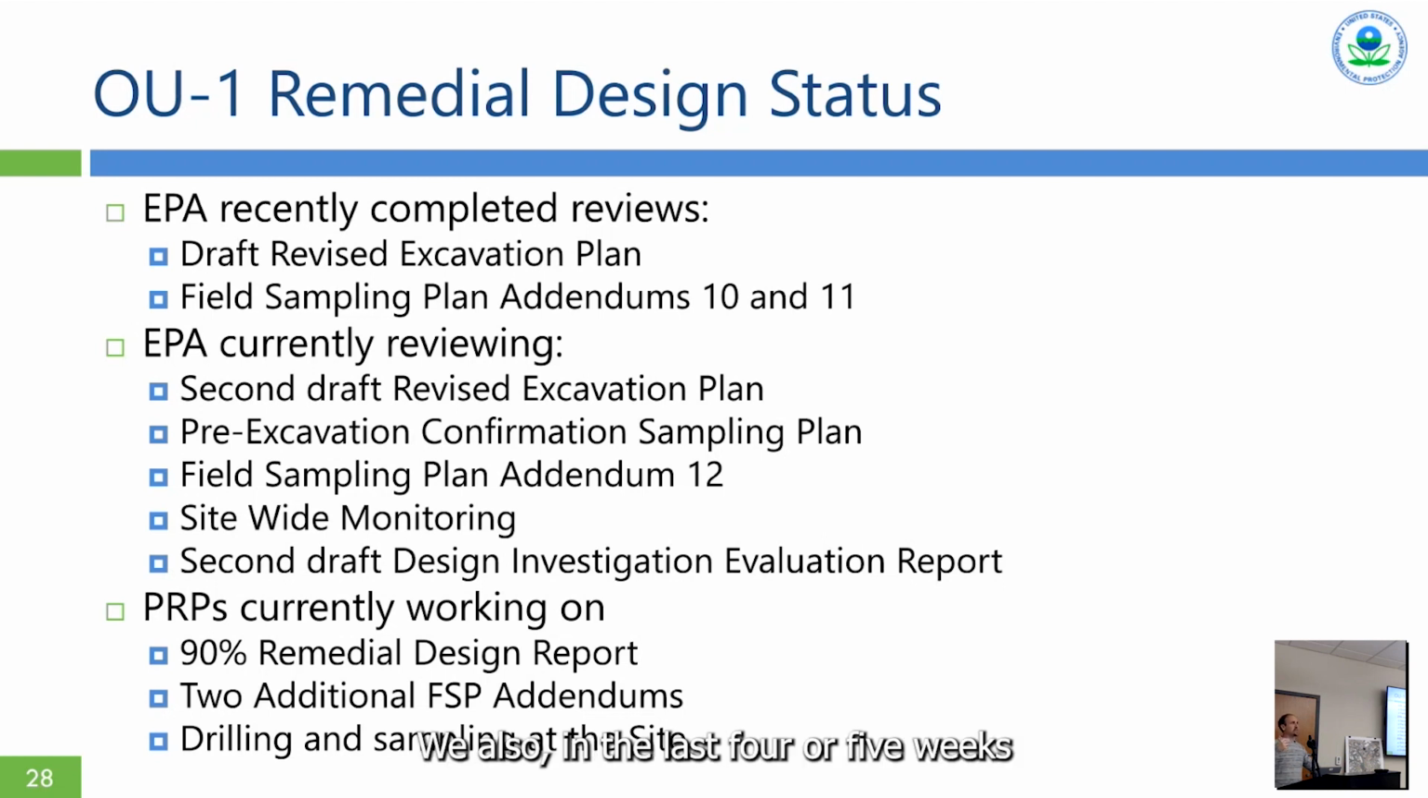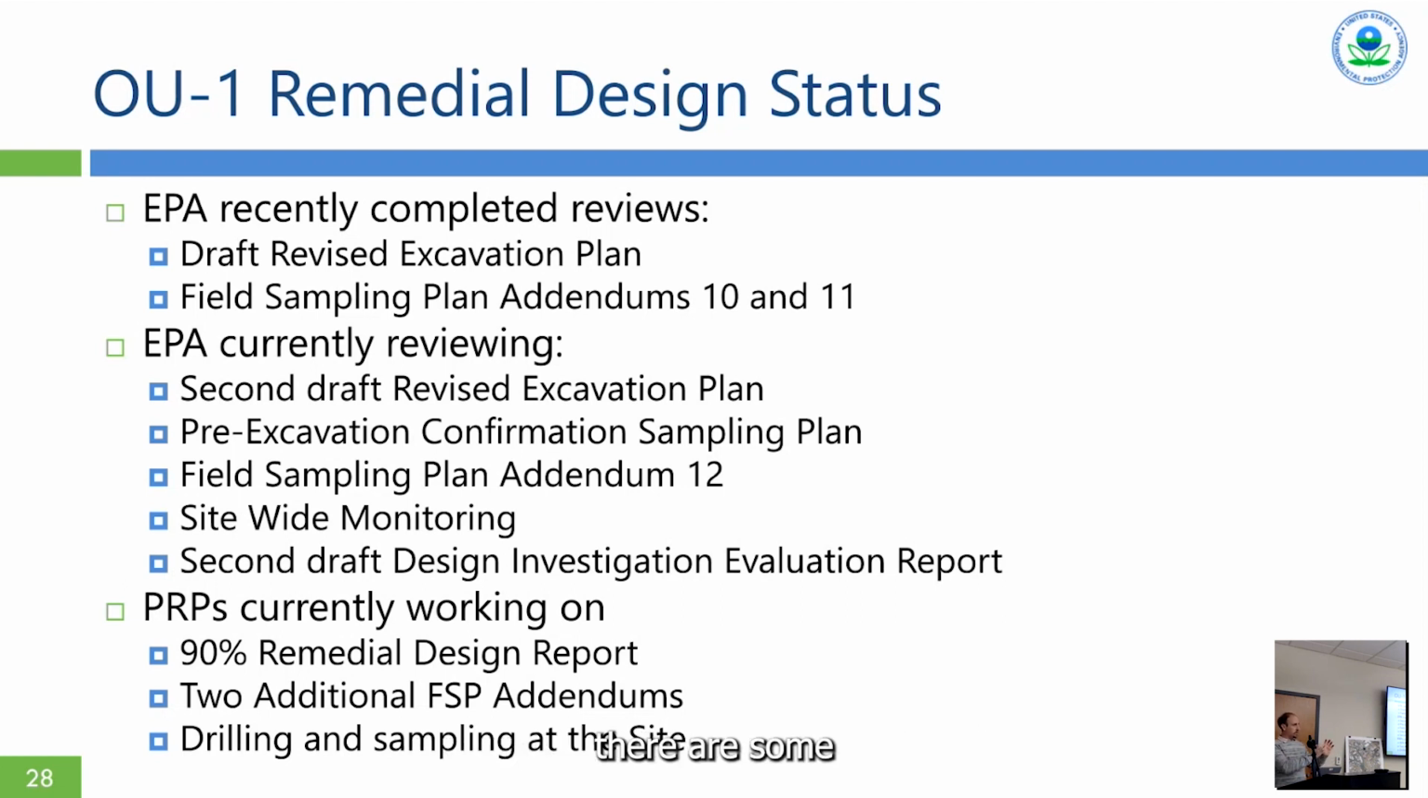We also, in the last 4 or 5 weeks, approved 2 field sampling plan addendums. So I need to talk a little bit about what is happening at the site in terms of further sampling. You all heard from us for several months, a couple of years actually, that while we were doing the design investigation, until we had all that data, we weren't able to progress with the design. And yes, that took a long time to get to that point. We are past that point, and the design is progressing.